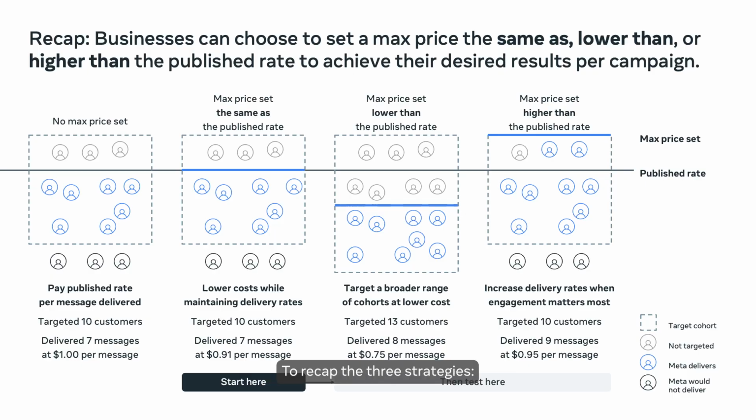To recap the 3 strategies, setting max price same as published rate is where one has to start, since it's a no-regrets move which benefits from actual costs at or below the published rate. Setting max price lower than published rate would let expansion to customer cohorts you previously didn't message on WhatsApp. You can A/B test to find the right level. Setting max price higher than published rate is for markets with high competition and per user limits. Example, India, UAE, and Saudi Arabia. It can increase your chance of delivery during peak periods.